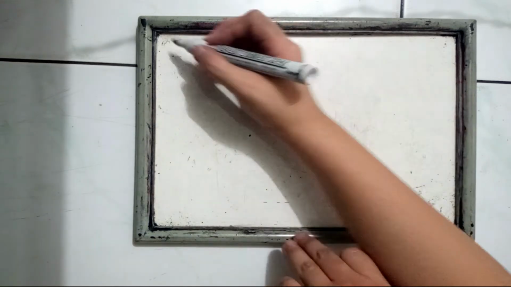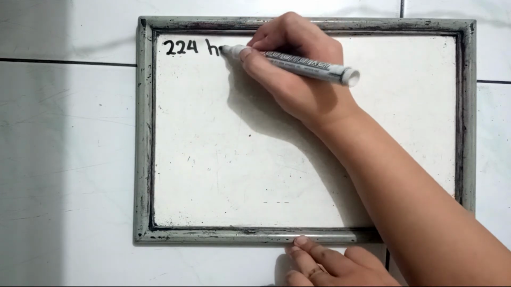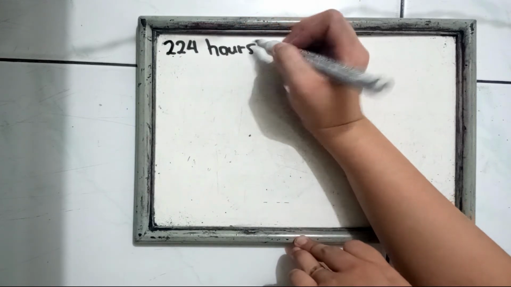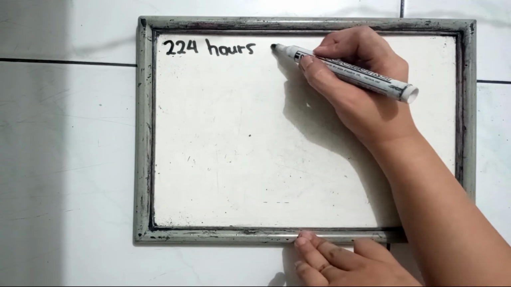Okay, so next we'll try to do number 13, page 243. 224 hours are required to complete a project. 4 men are employed for this project. So there are 224 hours. This is the total time for working, yeah. And then 4 men are employed.